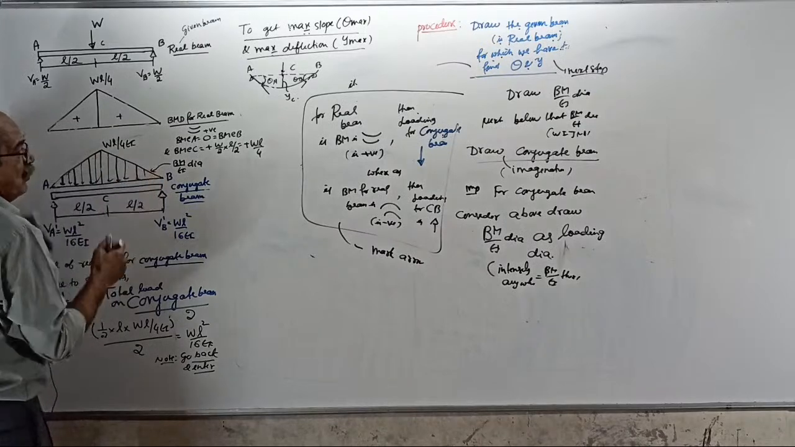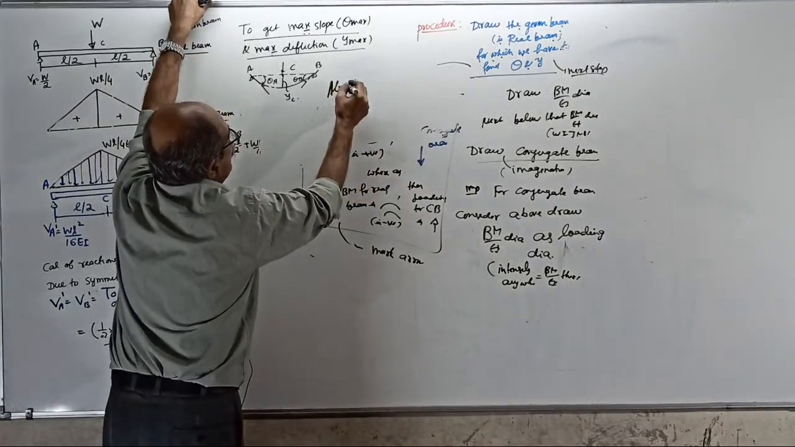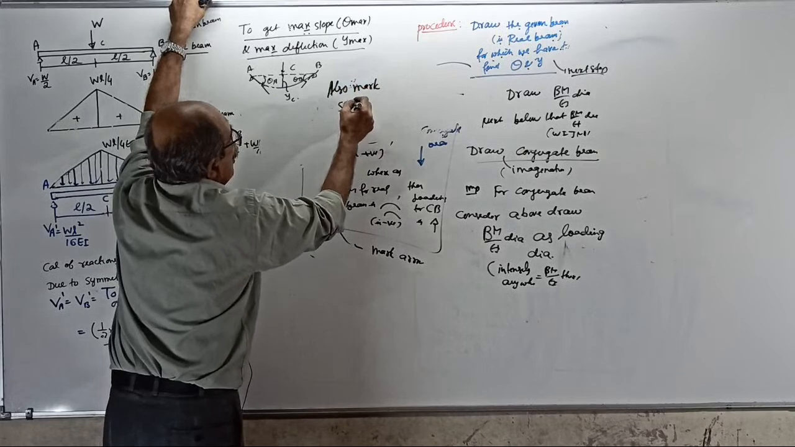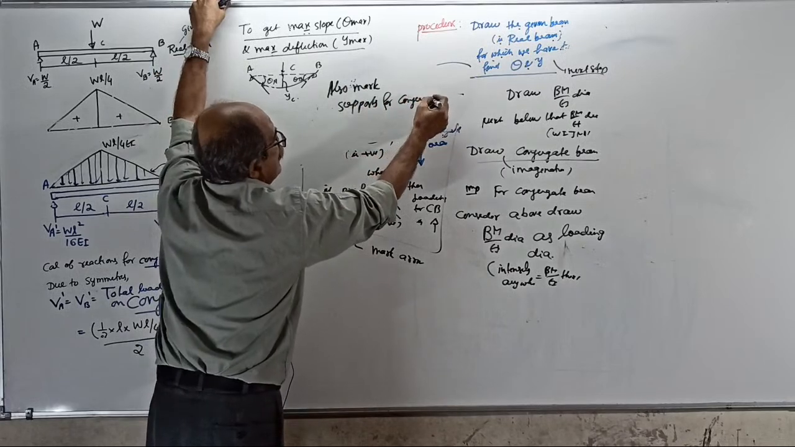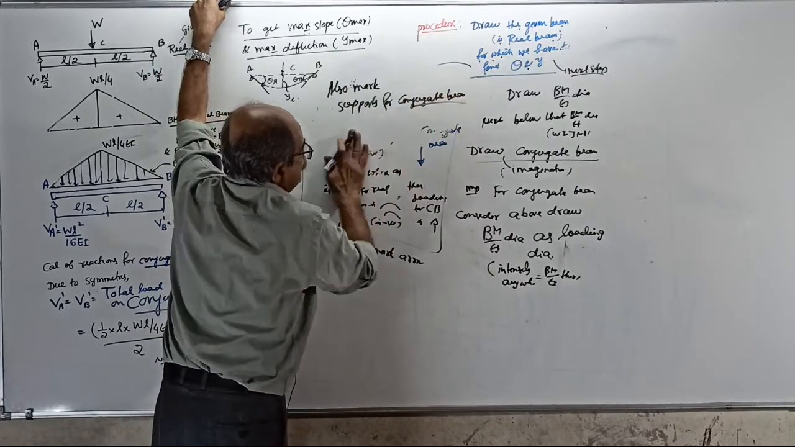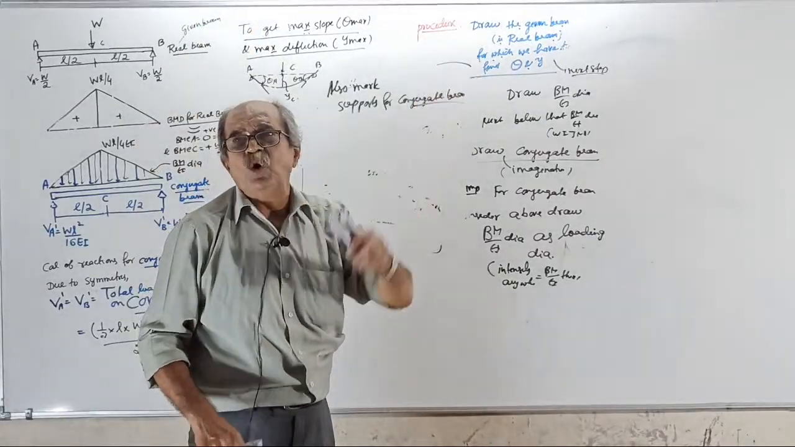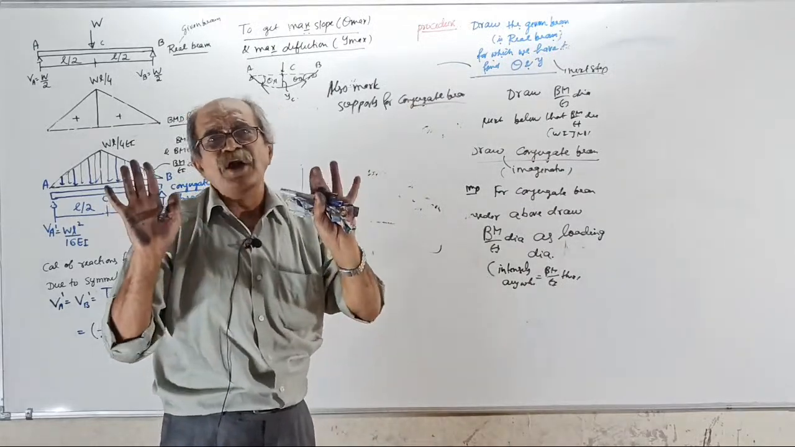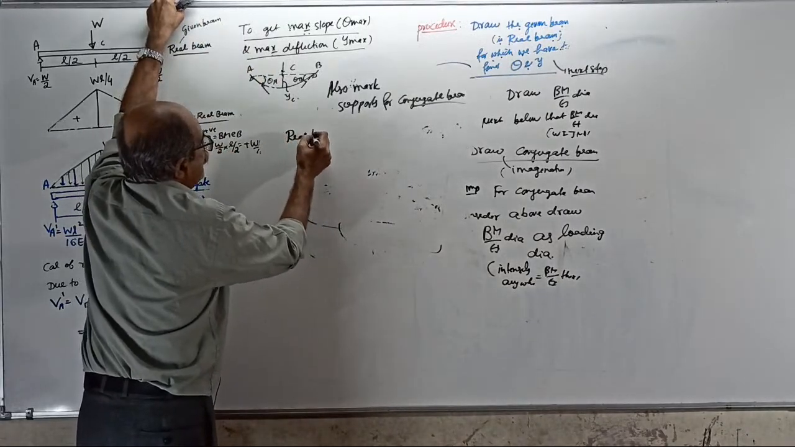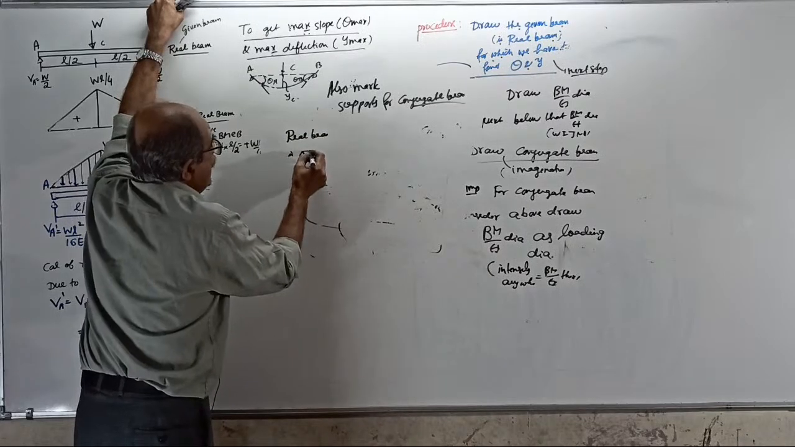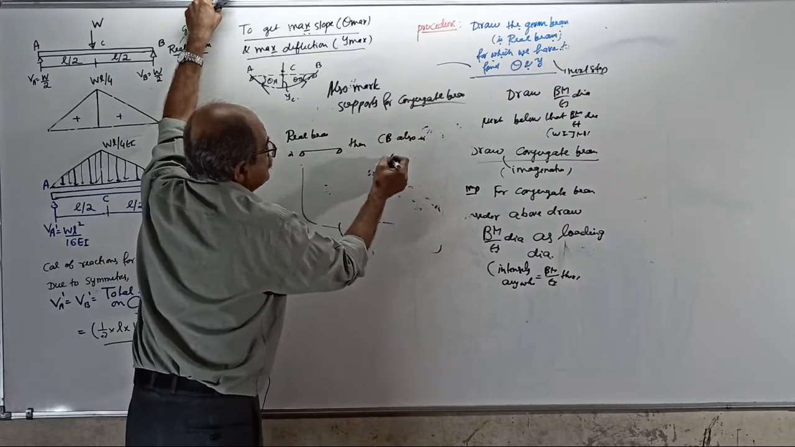Okay, now the next step. Also mark supports for the conjugate beam. Now, this I will discuss tomorrow. One big page I will give you. When you go from real beam to conjugate beam, the support condition varies. Today it is not required, believe me. If the real beam is simply supported, then the conjugate beam also is simply supported.